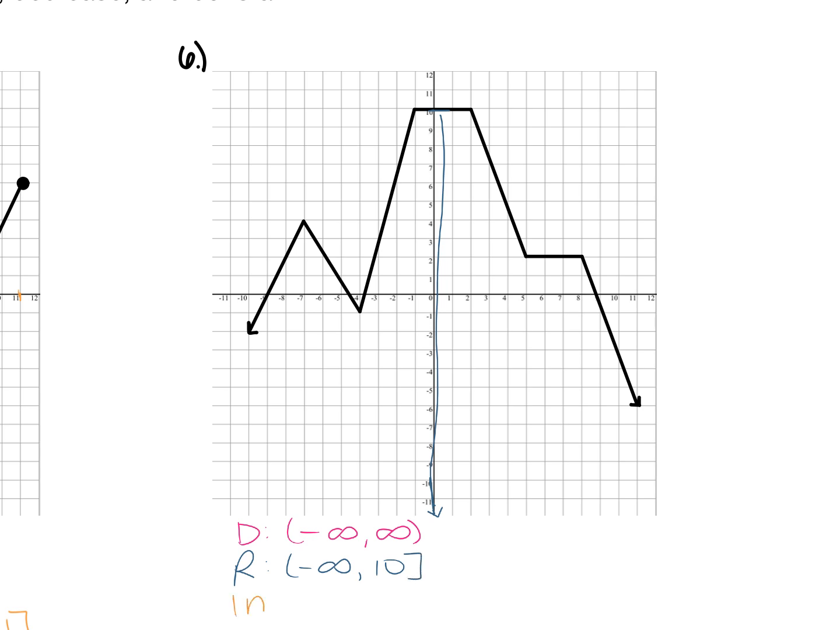Next, you have your increase. Your increase is happening here as well as here. So that means that you're going from negative infinity to negative 7 with a union from negative 4 to negative 1.